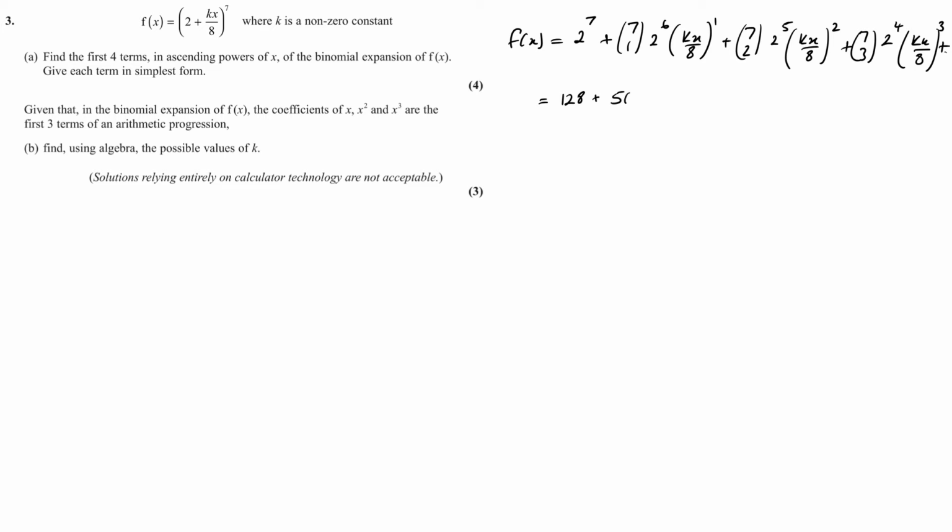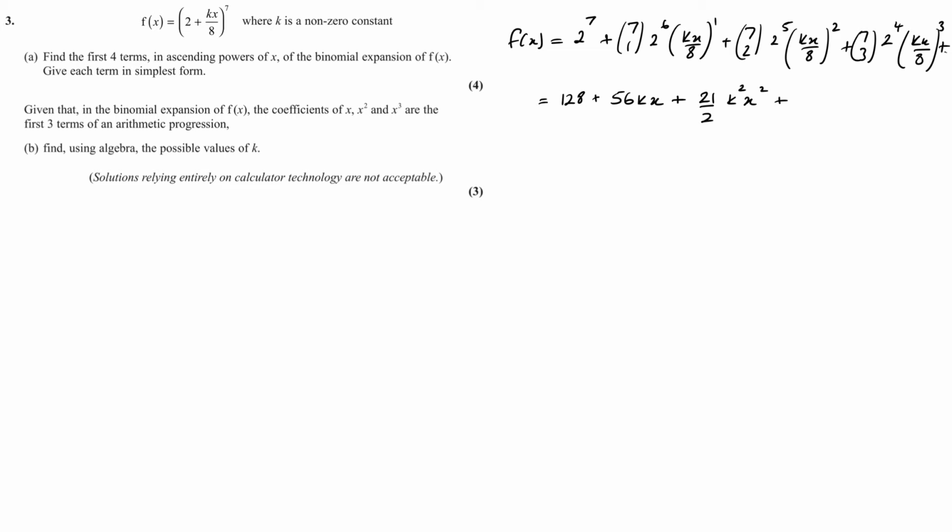So 56kx plus, so you've got 7c2, which is 21, multiplied by 2 to the power 5. That gives me 672, and then I'm dividing by 8 squared this time. So that is 21 over 2 k squared x squared.